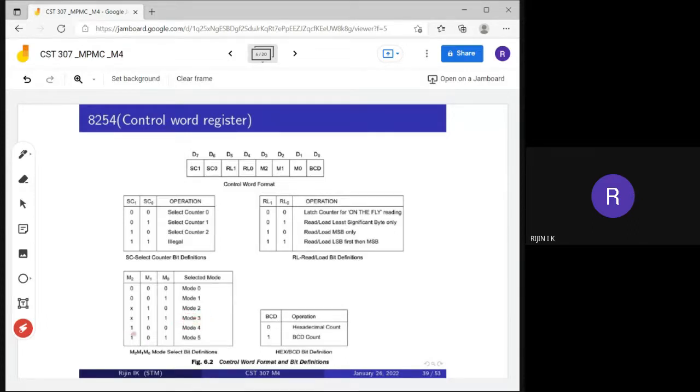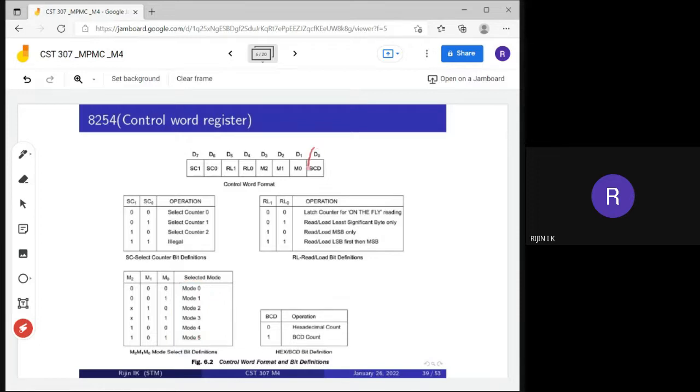Then 1, 0, 0, it will select mode 4. 1, 0, 1, then it will select mode 5. So based on the value of these 3 bits, M2, M1 and M0, it will select a particular mode for performing its operation. Mode 0, mode 1, mode 2, mode 3, mode 4 and mode 5.